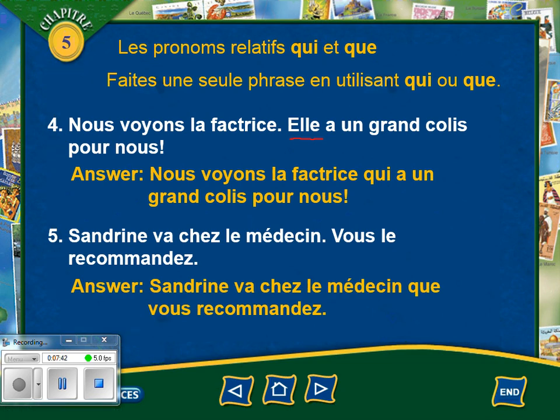Okay. If we look at the last one here, Sandrine va chez le médecin, vous le recommandez. Sandrine va chez le médecin, que vous recommandez. Okay, so que is being followed by a subject noun, vous. Okay, que is followed by a subject noun.